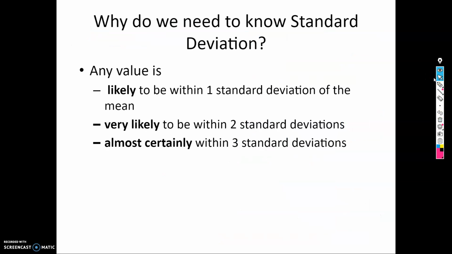As a recap, why do we need to know the standard deviation? Because any value is likely to be within 1 standard deviation of the mean, either to the right or to the left. It's very likely to be within 2 standard deviations of the mean, and it's almost certainly, almost without a doubt, even though we have that 0.03%, going to be within 3 standard deviations. So standard deviation tells us how likely we are to have a data point within there.